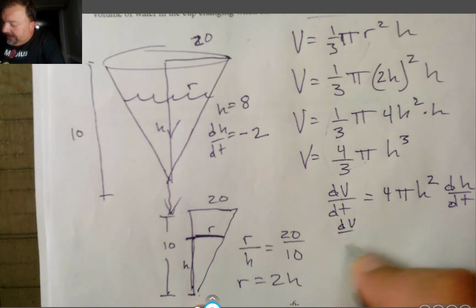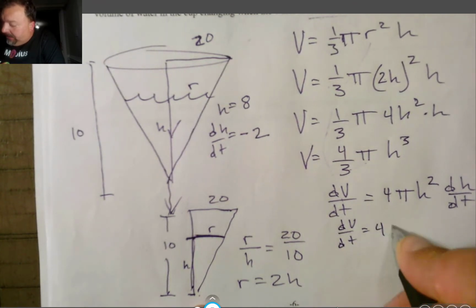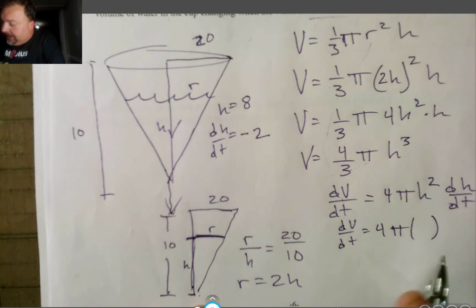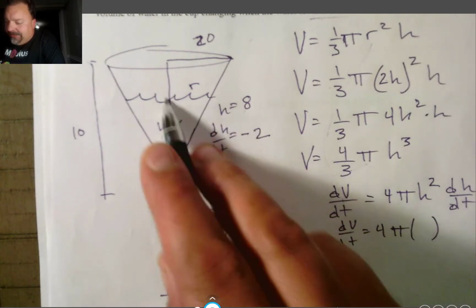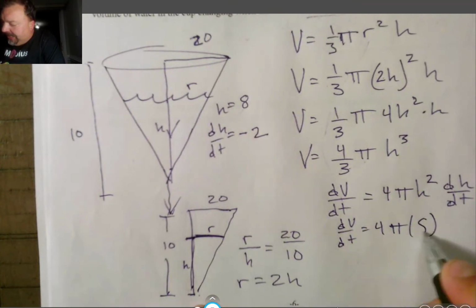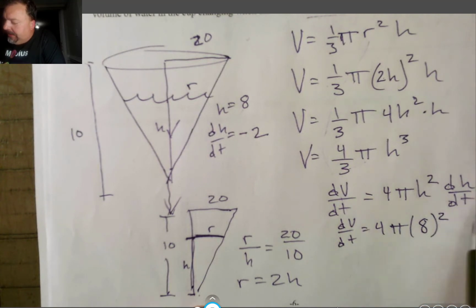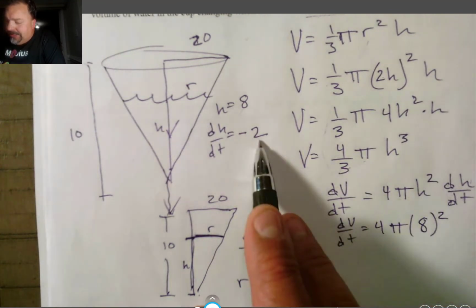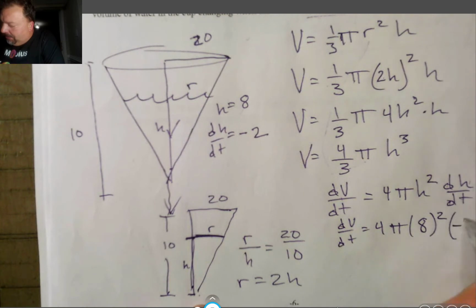So dV/dt is going to be 4 times pi h squared. Well, h, again, the height of the water level at that particular time, is 8. We're going to square that. The rate that the height is changing is -2. So I'm going to multiply that by -2.